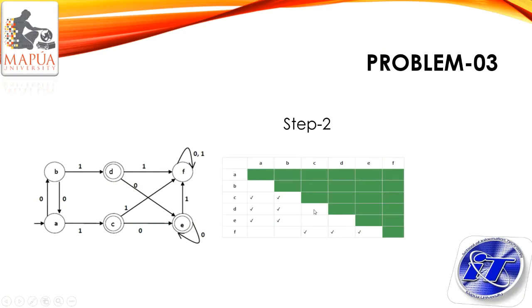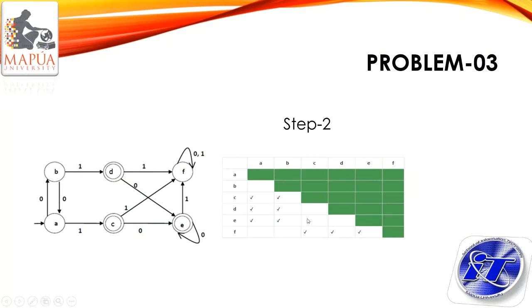So let's proceed with CD. So CD, if it's 1, it will go to F. If it's 0, it will go to E. So again, 1, both will go to F. F is not marked. If it's 0, it will go to both E. So E is not marked. So therefore, CD will not be marked.